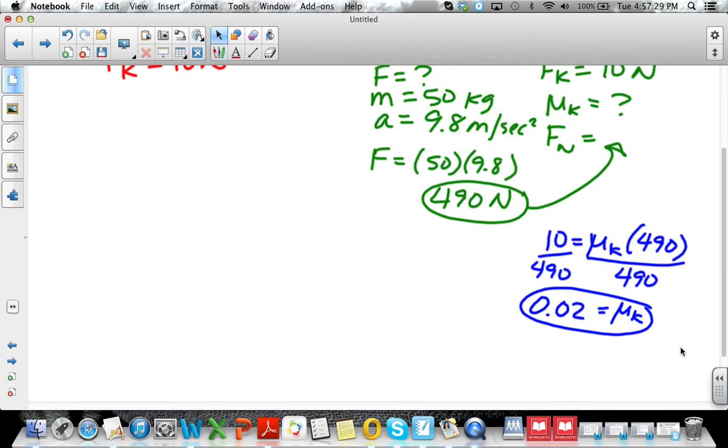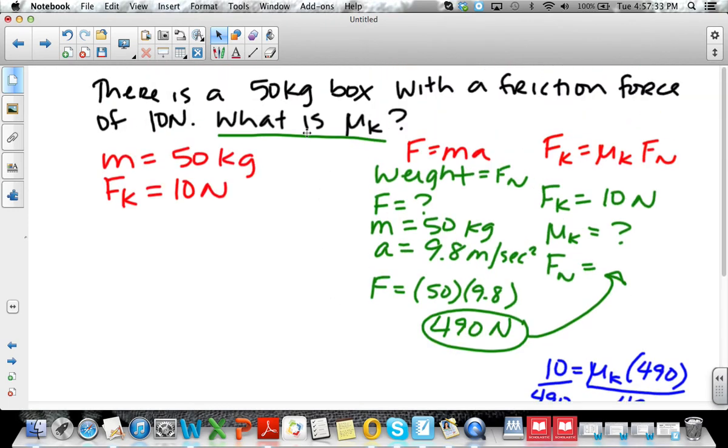Okay, so this one is a little bit trickier because I didn't just give you the weight at the beginning, I gave you mass. So it was an extra step here where you actually had to calculate the weight and the normal force, but it's still the same principle. Once you have Fn and you have Fk, you can find mu k. Okay, let's see, what was one of the other ones? So that would work the same as if it was static friction. It would be the exact same scenario.